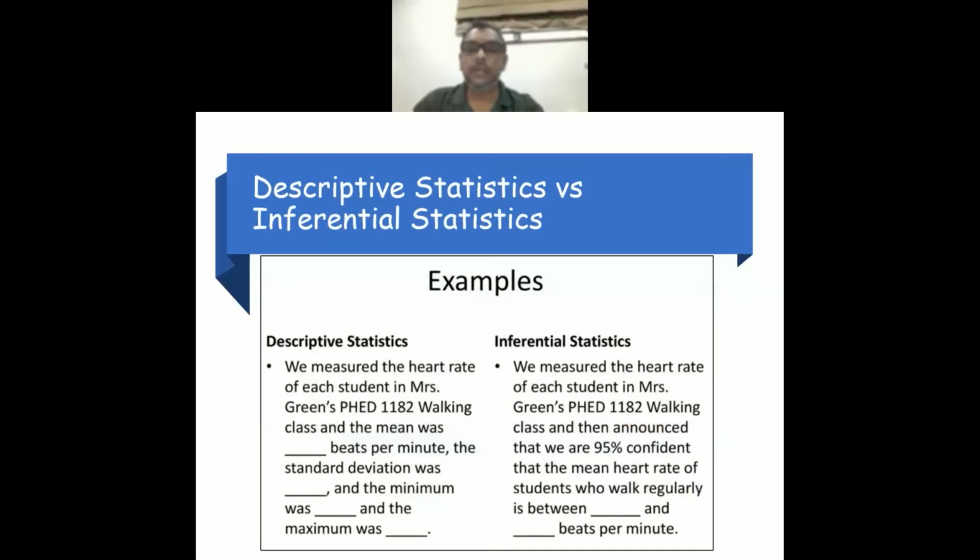Alright? So inferential, we measure the heart rate of each student walking in class and then announce that we are 95% confident that the heart rate of the students who walk regularly is between X and Y. Okay? So this is inference.